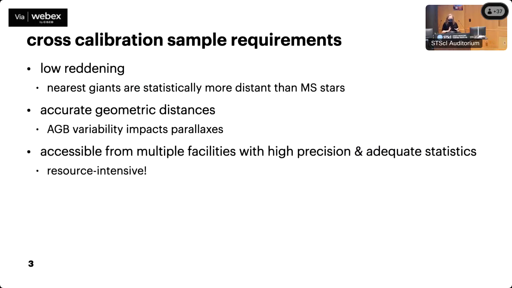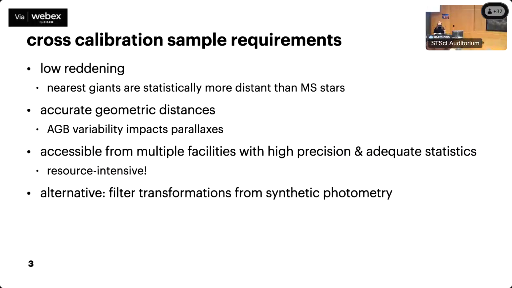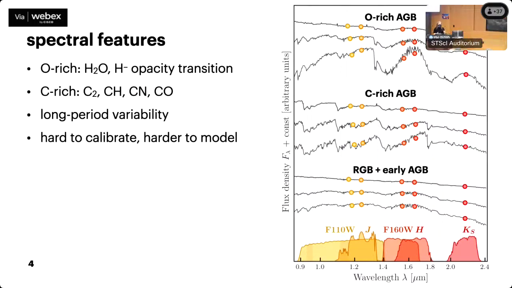And not only do you want to be able to measure at least some of them with good precision from multiple facilities, you really want a relatively large sample because these are statistical distance indicators that work on the population level. And this gets really expensive really quickly. So in lieu of actually doing that, we can turn to the old workaround of deriving transformations between filters from synthetic photometry.